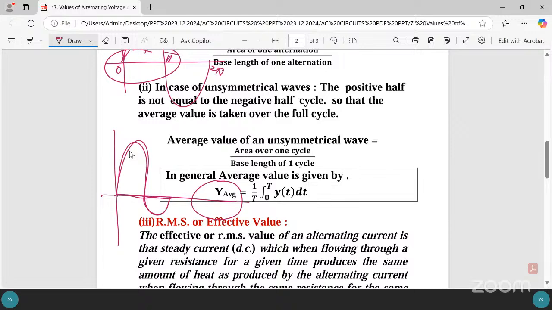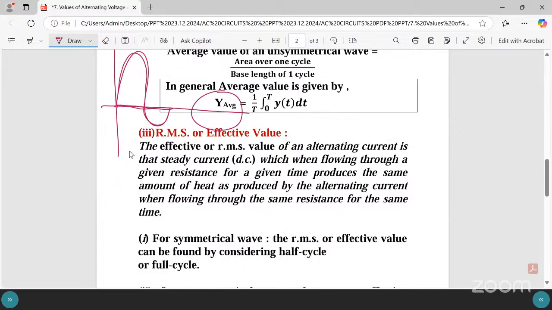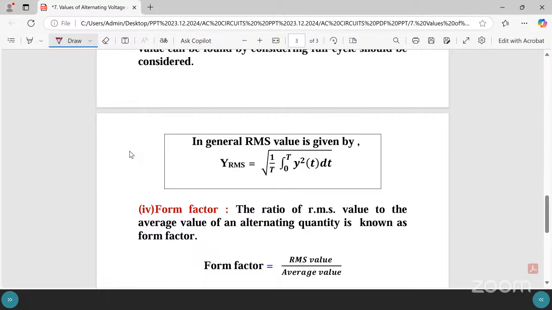Next one, RMS value formula. Y RMS is equal to the square root of 1 by T, integral 0 to T, y square of t dt. You have to remember this formula, the RMS value formula.